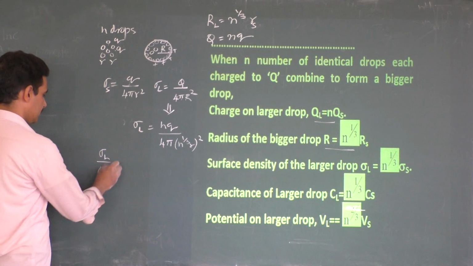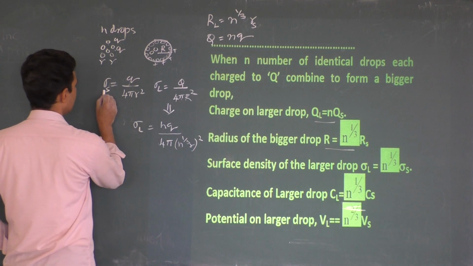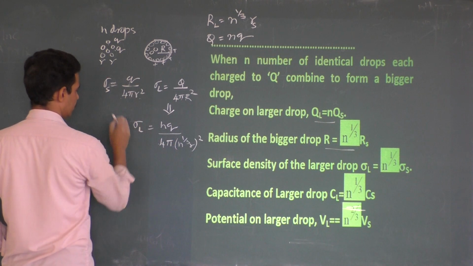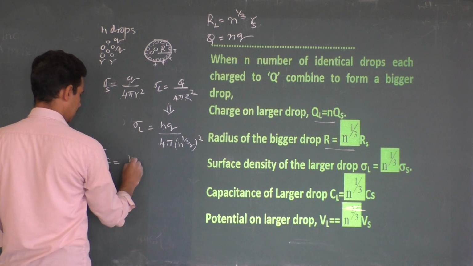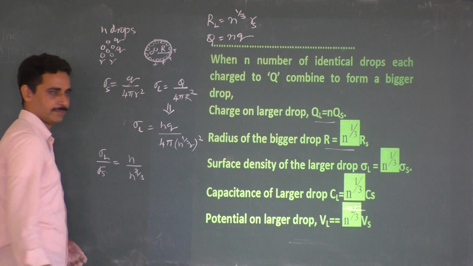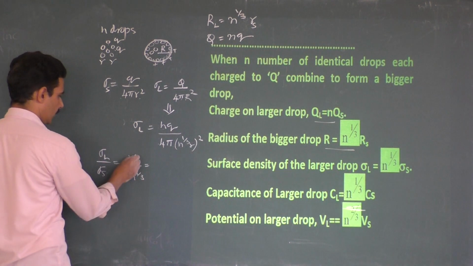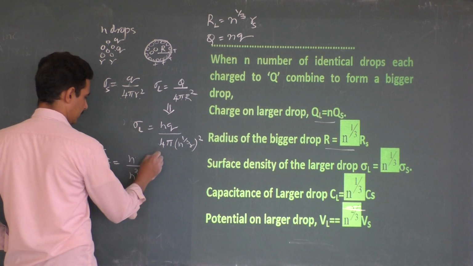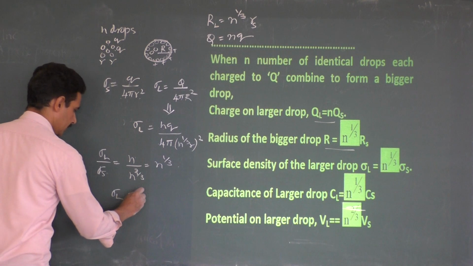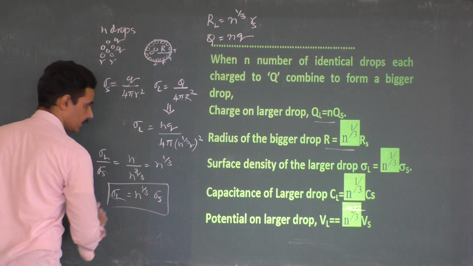So sigma L by sigma S is equal to: in sigma L you have n q by 4 pi r squared, and in sigma S you have q by 4 pi r squared. So the thing which remains is n by n to the power 2 by 3, because n to the power 1 by 3 whole squared is n to the power 2 by 3. So this is equal to n to the power 1 minus 2 by 3, which is n to the power 1 by 3. The surface density of the larger drop is the cube root of n times the surface density of the smaller drop. Is it so? Yes.